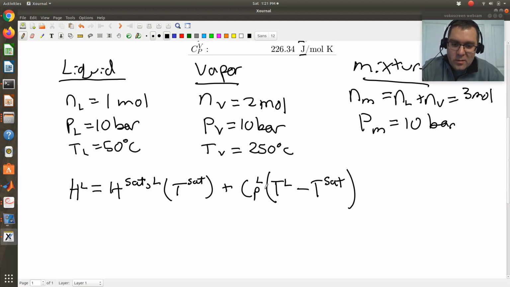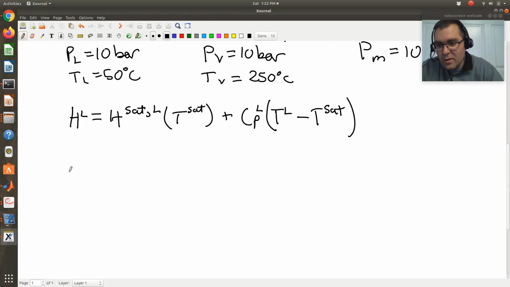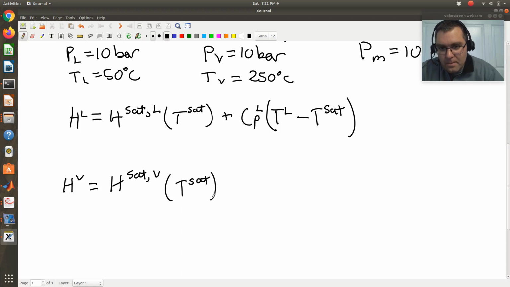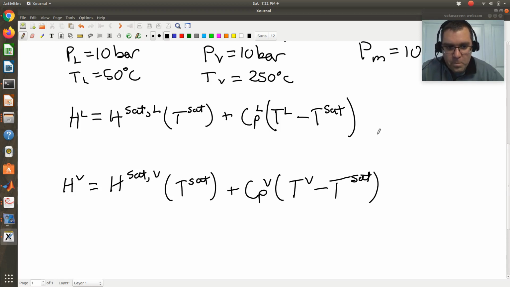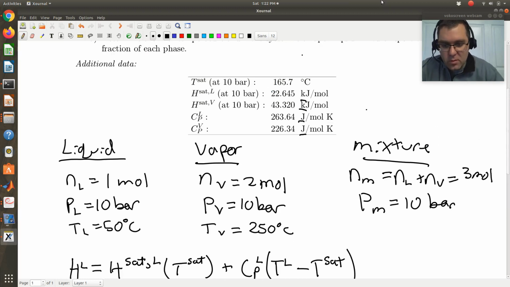When I execute this, I'll divide the heat capacity by 1,000. That way, these are all consistent and in energy units of kilojoules. So likewise for the vapor, HV will be equal to HSat V at Tsat plus CPV times TV minus Tsat. Okay, so let's flip over to MATLAB and let's do it.